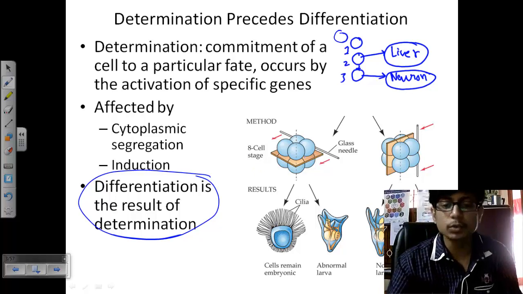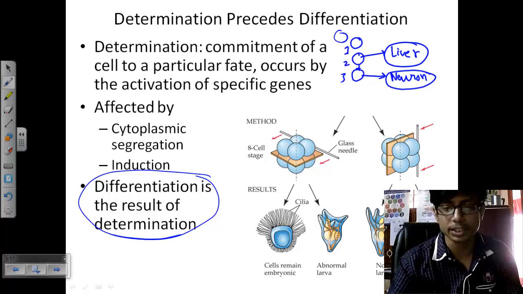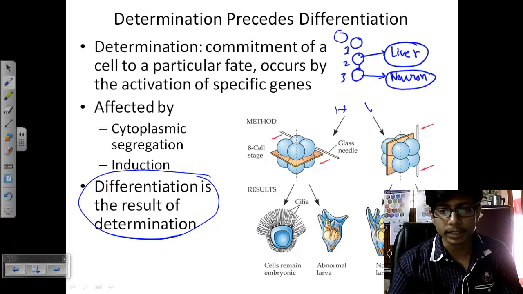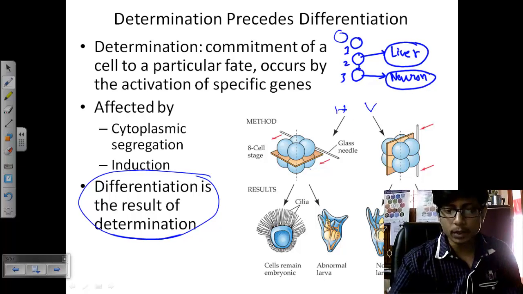There are two different methods by which cytoplasmic segregation is possible. This is one method where we segregate the cytoplasm horizontally, and this is another method where we are doing it vertically. So see, if we do the horizontal segregation, what will result? It will result in two different types of cell.